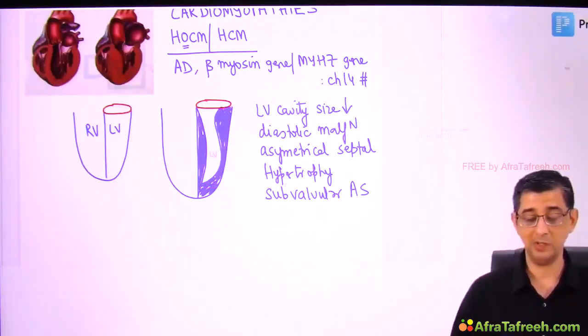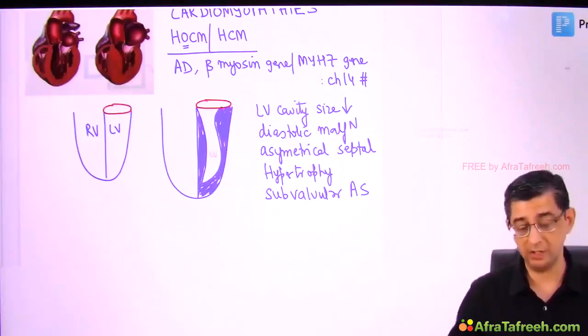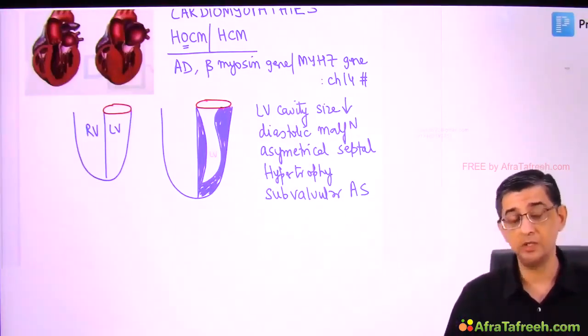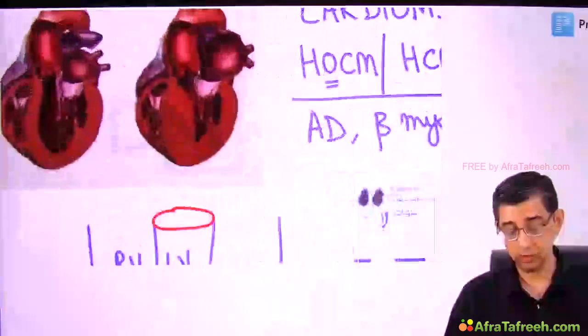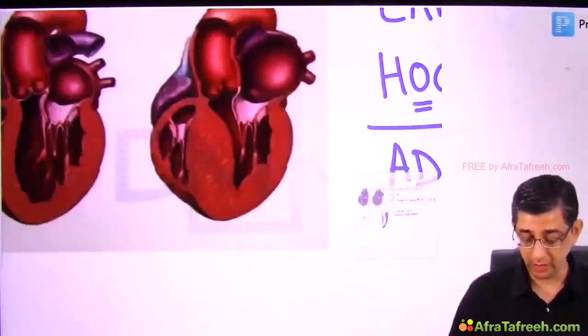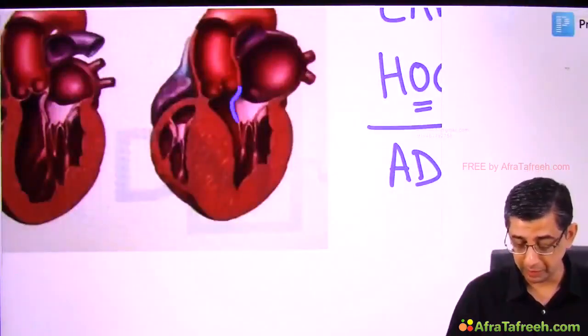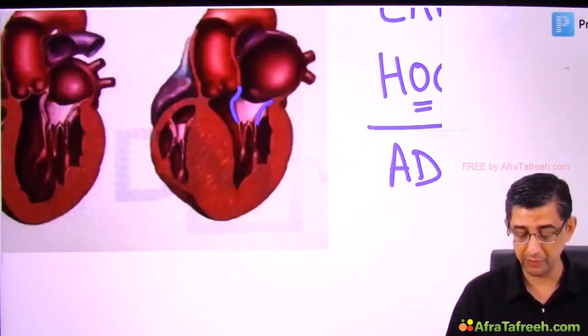In fact, in these patients, over and above whatever I have described, there can be an additional defect present, which is usually visualized on echocardiography. Just look at the position of the mitral valve leaflet. These are the mitral valve leaflets you can see.